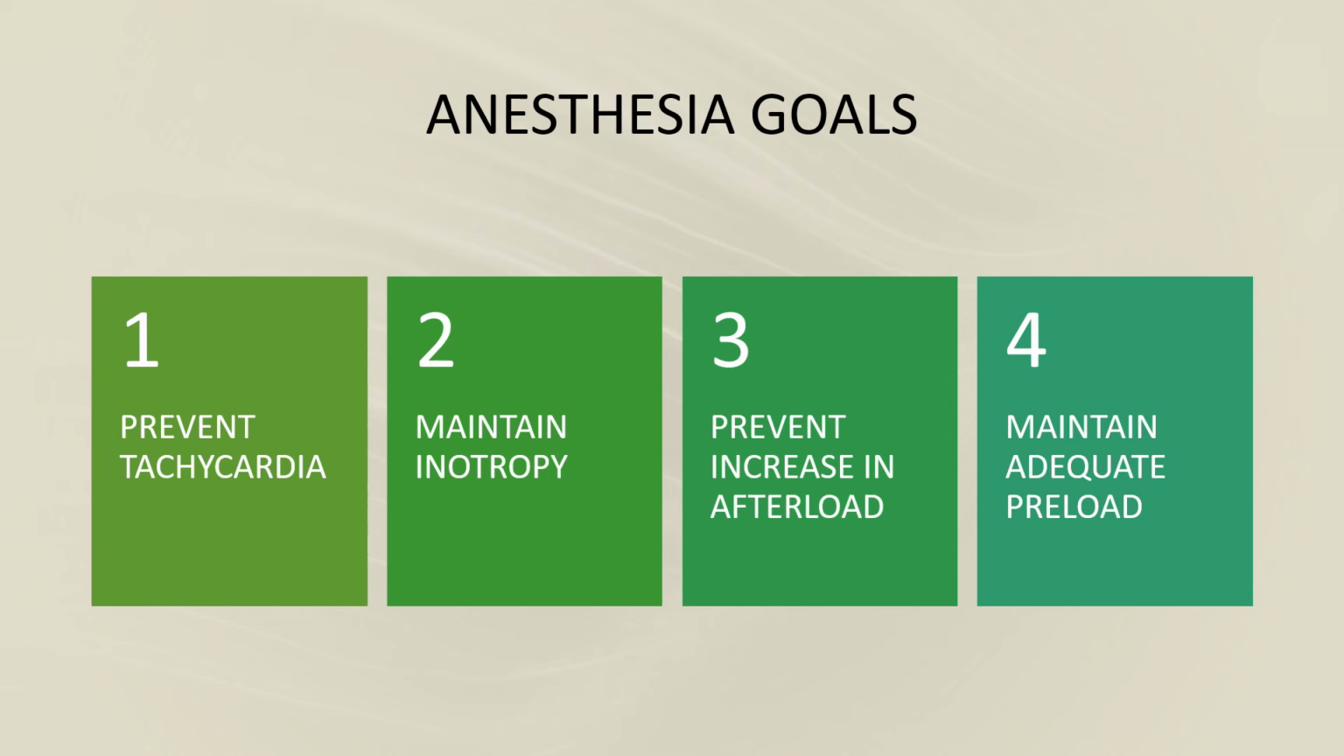Now, if I want to tell you the anesthetic goals, it's to prevent tachycardia, maintain inotropy, prevent increase in afterload, and maintain adequate preload. But if you remember in the starting of the lecture, I just told you that I used more of vasopressor as compared to inotrope. But trust me, I will justify this. I will be truthful to my anesthetic goals as well, that I will maintain inotropy at the end of the lecture. My patient will not have increased afterload to such an extent that my cardiac output has decreased. And obviously we will try to maintain preload.